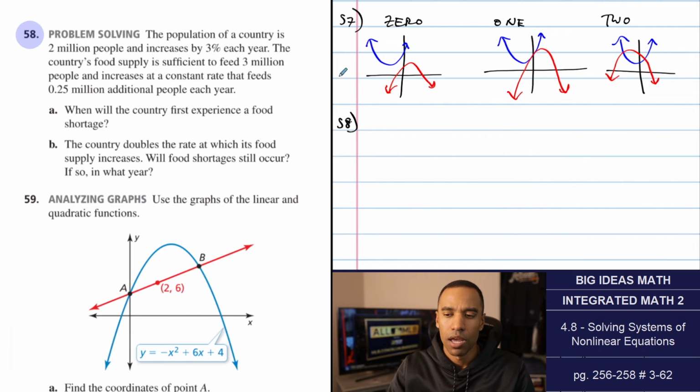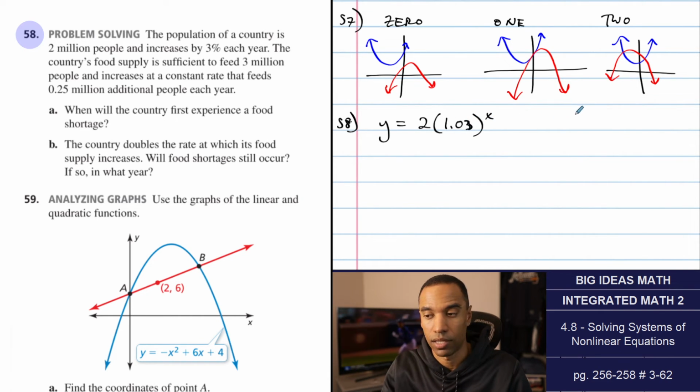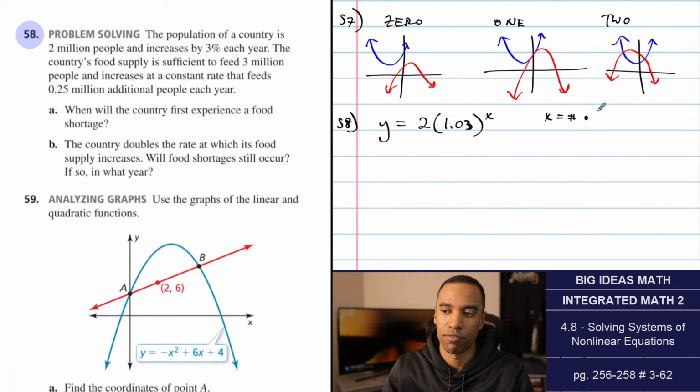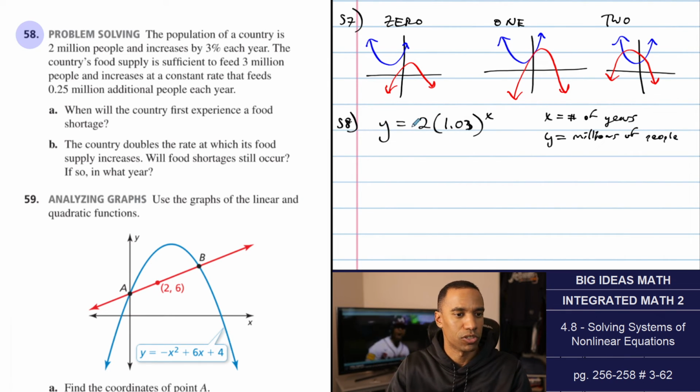Okay, so part A, the population of a country is 2 million people. So I'm going to do these numbers in terms of millions, just so you know. Y is the population in millions. X is going to be the number of years. You can do something where you have 2 million people to begin with, and increasing by 3% each year is multiplying by 1.03. No time to explain. Getting the banana. X is number of years. Y equals millions of people. Okay, so there's a model for the first set.